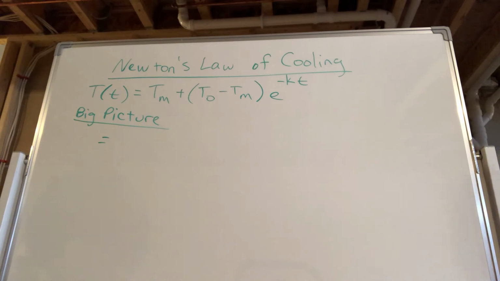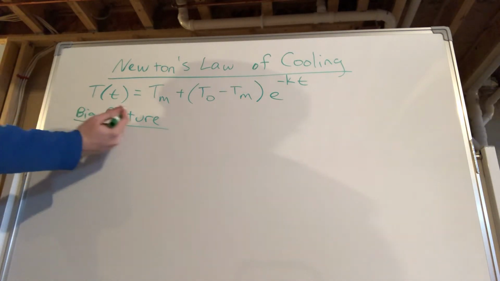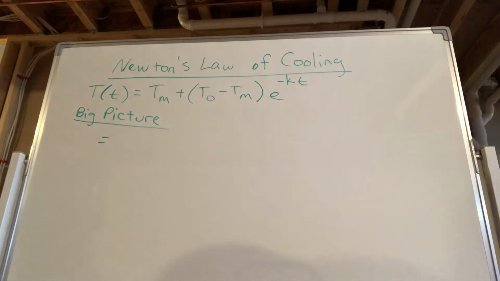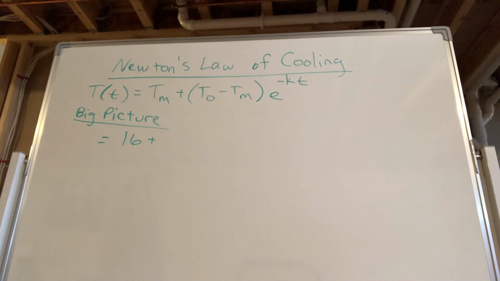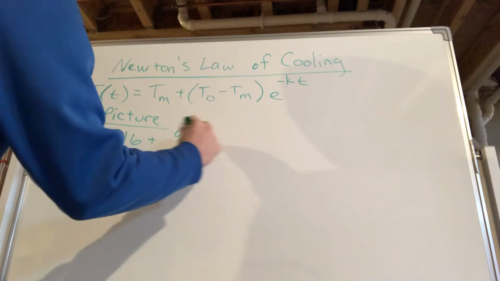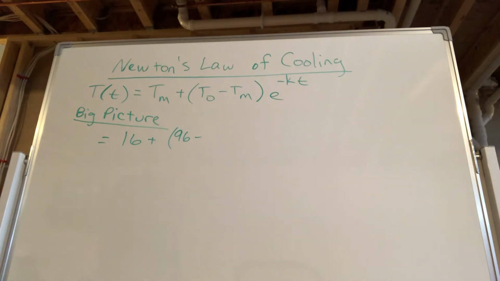Let's get started. Before I fill in T of t, let's fill in T sub M. Now remember, T sub M is the temperature of the medium. So what is the temperature of the medium or the surrounding environment? Well, if you remember, we placed this egg in water. What was the temperature of the water? Well, the answer is 16 degrees. So I put 16 in for T sub M. Just trying to fill in what we can. Now ask yourself, what is the initial temperature of the egg before it starts to cool? That's right, 96 degrees. That's T sub 0. All right, I filled that in.